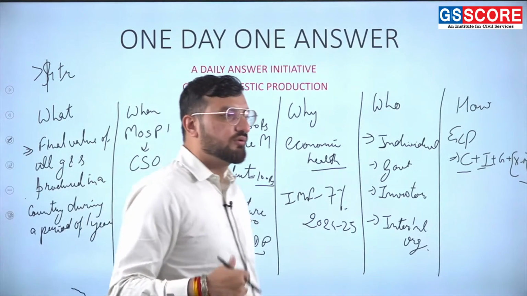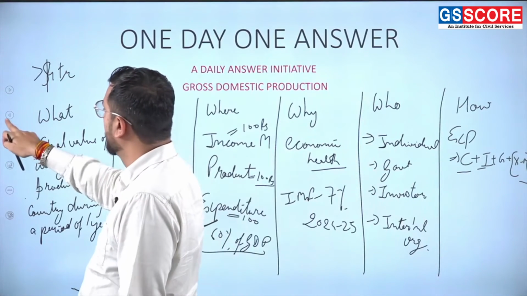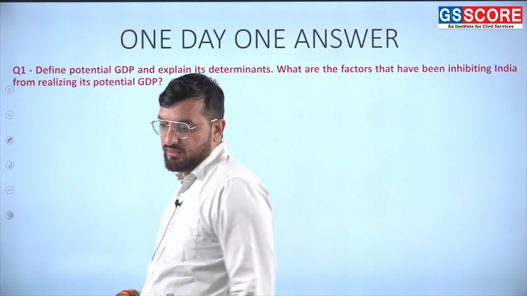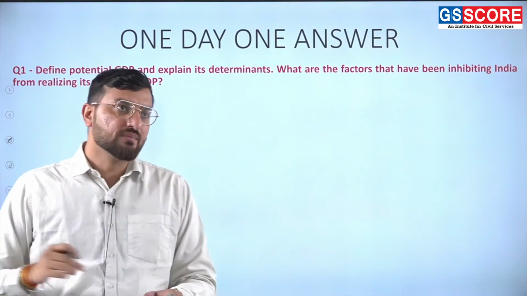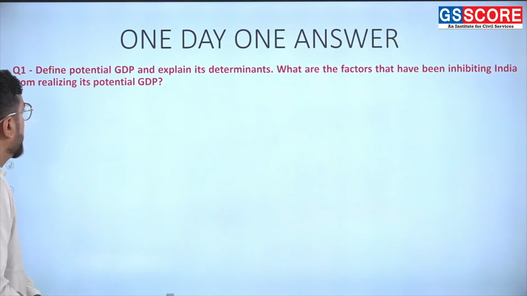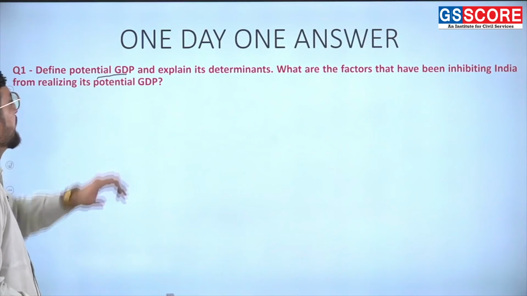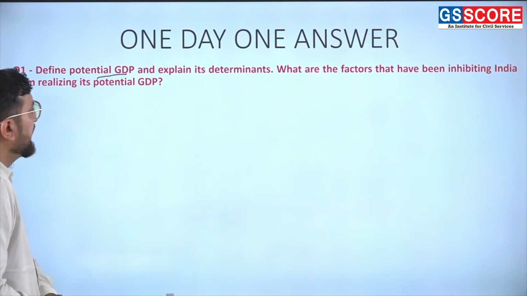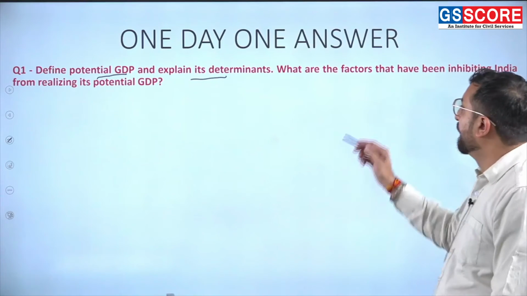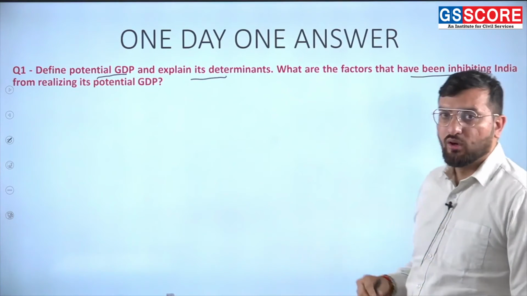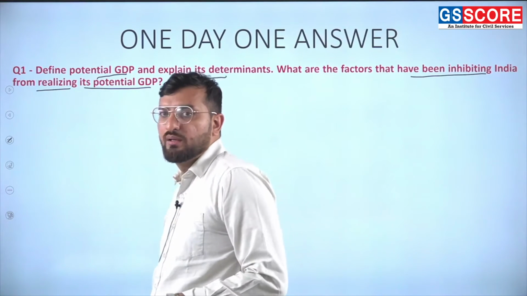So this was information regarding the GDP part. Now let us proceed to our next part, that is the question that has come in the mains examination in UPSC. In this paper, he was asking about GDP potential. Define potential GDP and explain its determinants, explain its factors. Then, what are the factors that have been inhibiting or stopping India's growth from realizing its full potential?